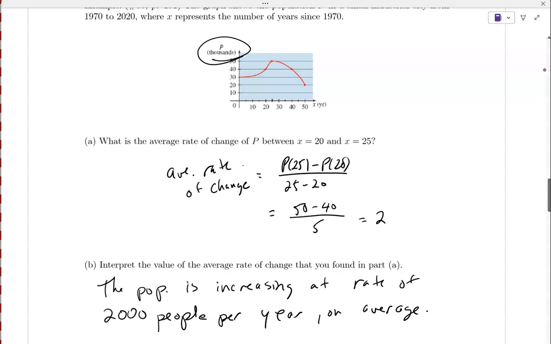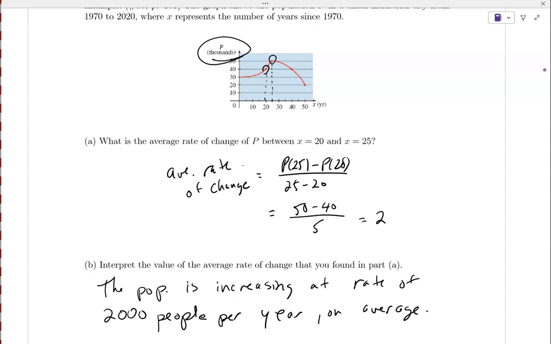So here was x equal to 25. So that was where they got the 50 from, because that's the y-coordinate. And the 40 came from the y-coordinate here. Okay. So the y-coordinate on the graph always gives you what the function value is. That's a good question.